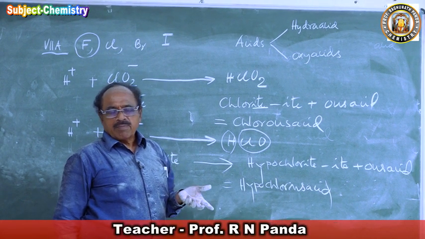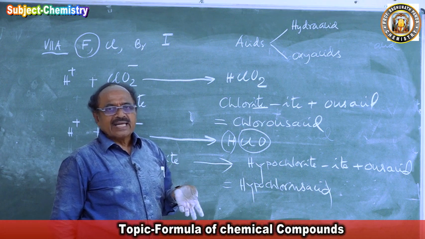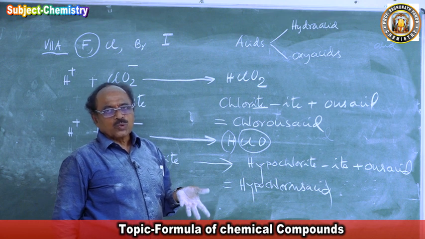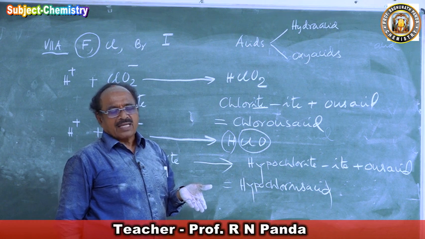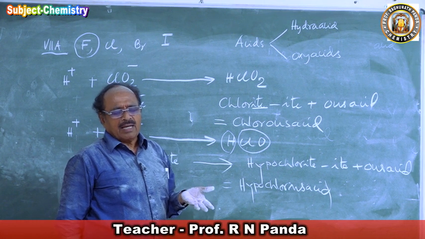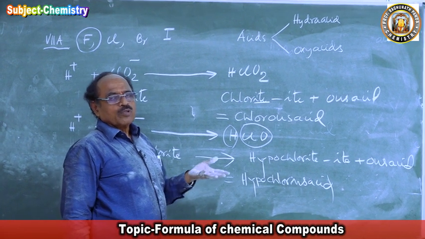Bromate, BrO3 minus, HBrO3, bromic acid. BrO2 minus, bromite, HBrO2, bromous acid. BrO minus, hypobromite, HBrO, hypobromous acid.